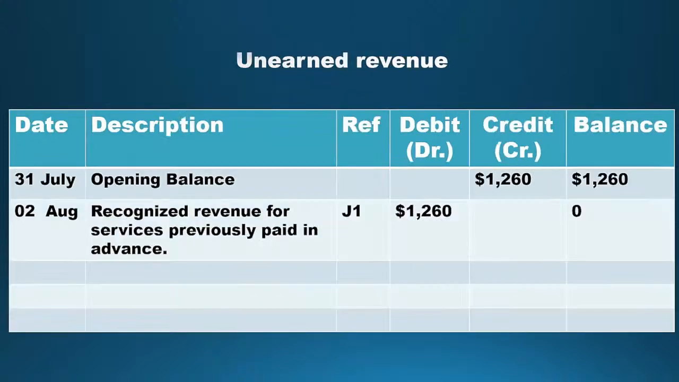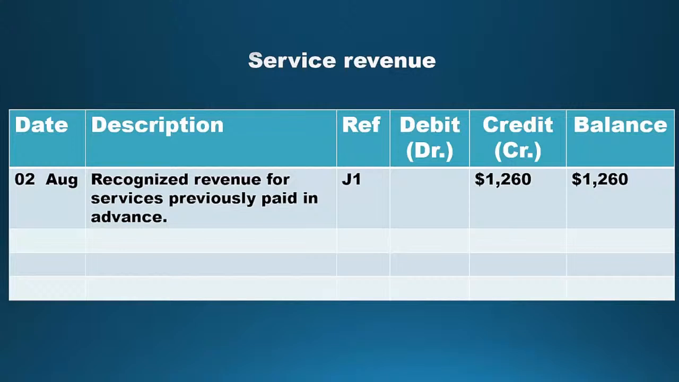1. Date. Write the date August 2. 2. Narrative. Add the narrative. Recognized revenue for services previously paid in advance. 3. Reference. Add the journal reference J1. 4. Amount. Enter $1,260 in the debit column because unearned revenue is a liability and liabilities decrease on the debit side.